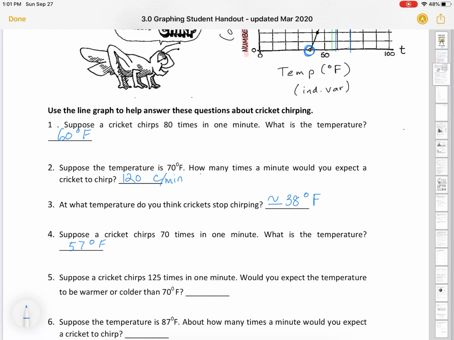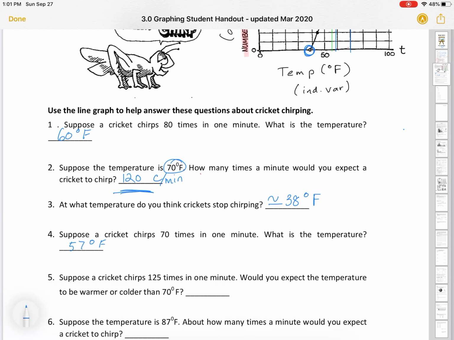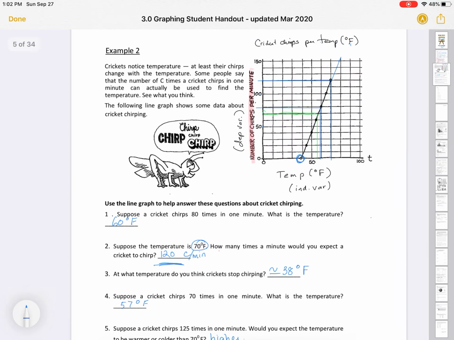It says, suppose a cricket chirps 125 times in 1 minute. Would you expect the temperature to be warmer or colder than 70 degrees Fahrenheit? Well, at 70 degrees Fahrenheit, it chirped 120. So if it's chirping more, I would expect it to be higher. I can use my graph if I need something more precise. Then it says, suppose the temperature is about 87 degrees Fahrenheit. About how many times a minute would you expect a cricket to chirp?